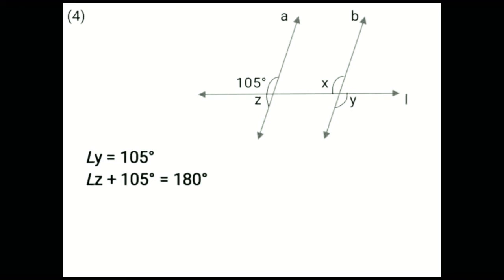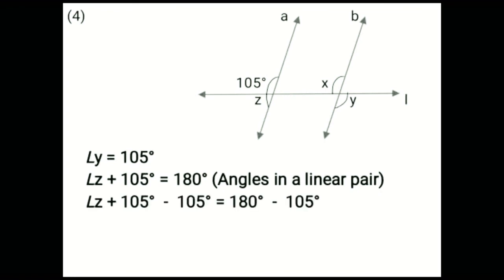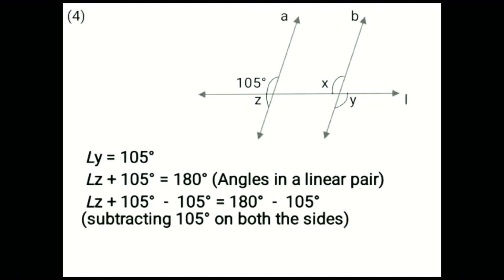Angle Z plus 105 degree is equal to 180 degree. Reason: angles in a linear pair. Angle Z plus 105 degree minus 105 degree is equal to 180 degree minus 105 degree, subtracting 105 degree on both the sides. 105 degree minus 105 degree, subtract, 0 getting. So I cancelled.